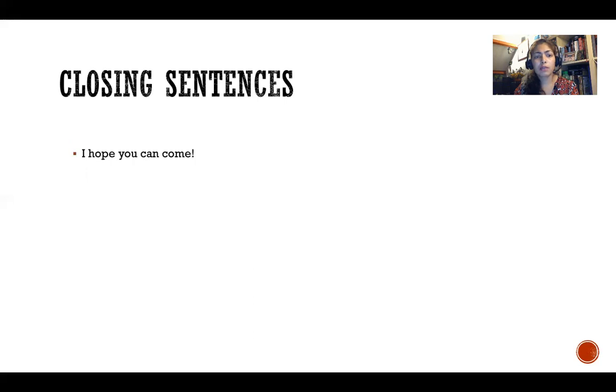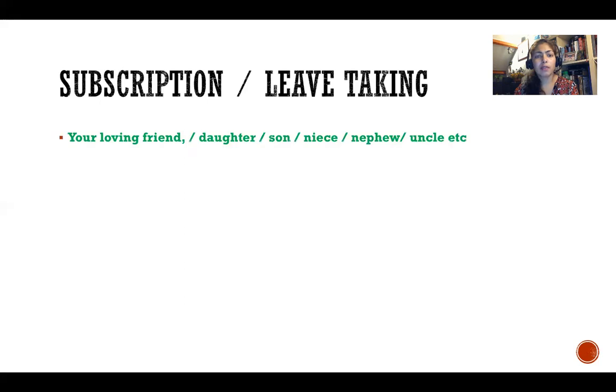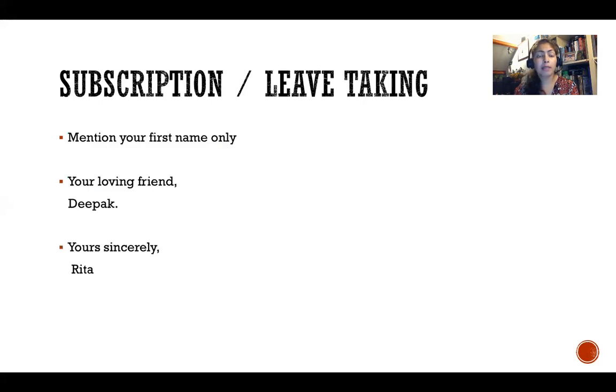The closing sentences, a few examples. I hope you can come, or have a wonderful day. Hope to hear from you soon. Please write back, or do remember me to your parents. Don't hesitate to write to me if there's anything else I can do. And then your subscription or leave taking, you could write your loving friend or daughter, son, niece, nephew, uncle, etc., or yours sincerely. If you're using yours sincerely, please check the spelling carefully. Please do not make a spelling mistake there. And please mention only your first name. You don't need to mention your full name. For example, you just say your loving friend Deepak or yours sincerely Rita. You don't need to write your surname.